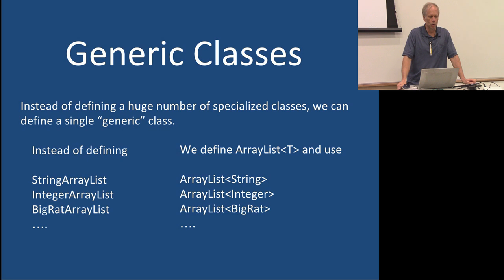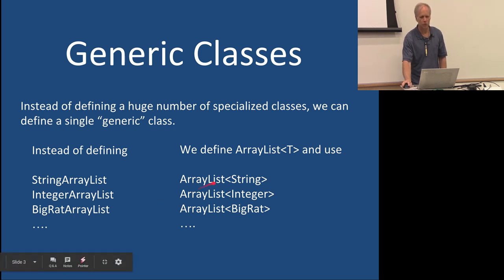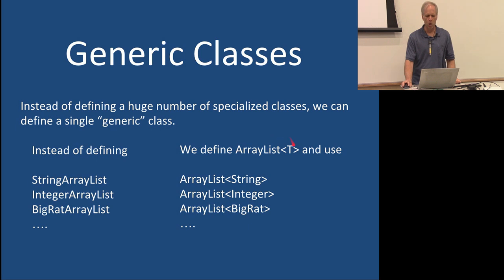Now, you are already familiar with generics. You've been using them most of the semester. Imagine a language. When I talk about generics, what I mean are class names that have additional information in angle brackets after them. So you can define ArrayList of String, or ArrayList of Integer, or ArrayList of BigRat. You can use any of those classes, but there's really only one class in the library, ArrayList of T, where T is any type, any.